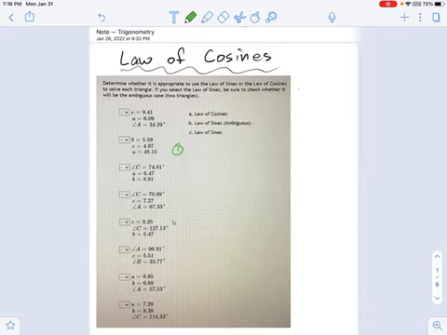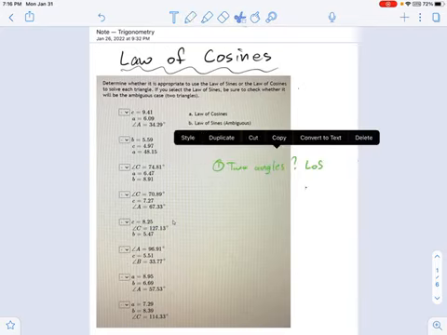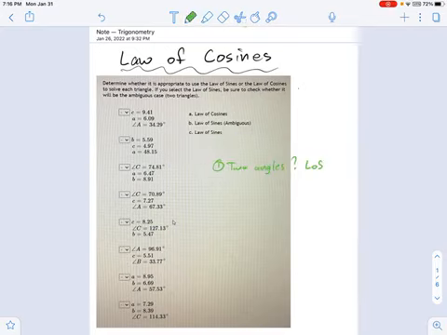Question number 1. Are there two angles? Because if there are two angles, this is going to be law of sines, just every time. Okay, let me get this out of here, and we'll just talk about these one by one. So look for any of these setups that are two angles. Here's one. Okay, that means this one is law of sines.